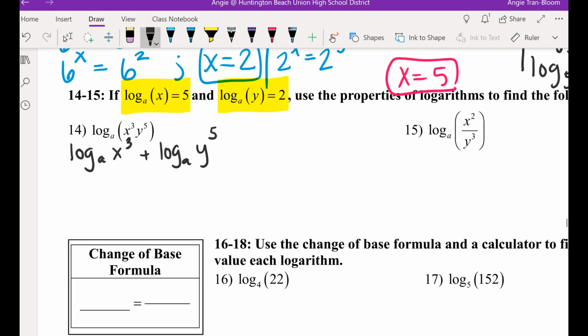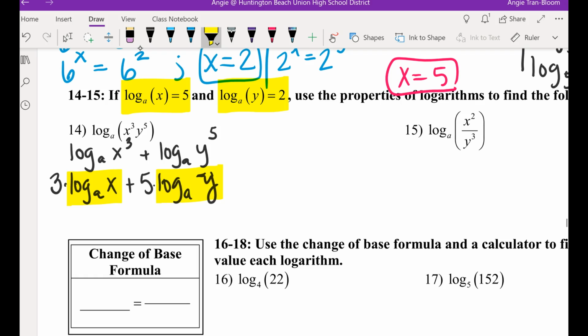Can I go further with my expansion? What do you do next? Right, it's now 3 times log base a of what? x plus 5 times log base a of what? Okay. Can I substitute now? Do you see log base a of x? Do you see log base a of y?